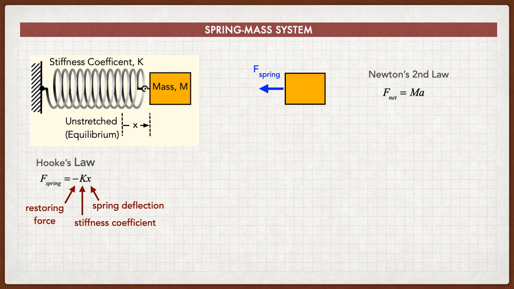This body is not in equilibrium. Its motion changes constantly. Time for Newton's second law. The net force acting on a body equals the mass of the body multiplied by its acceleration. Net force, negative kx, equals ma. Divide both sides by m and we get the acceleration. It's proportional to the deflection.